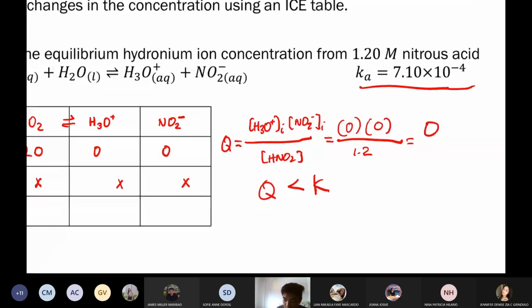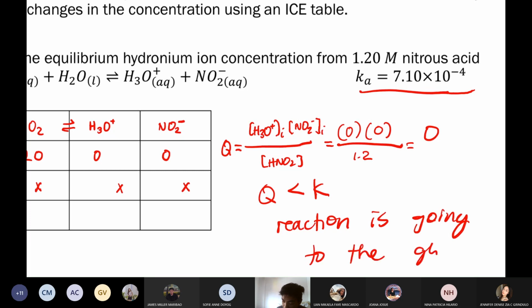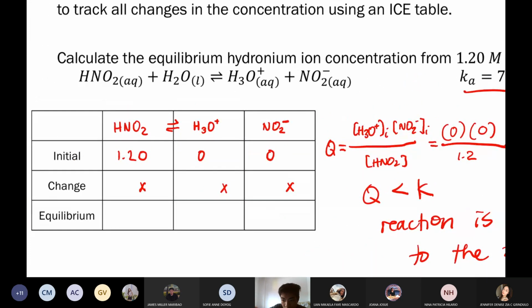Okay? So since Q is less than the K, then the reaction is going to the right. Okay? So the reaction is going to the right or towards the product. So ibig sabihin nun, for the change, yung product madadagdagan, yung reactant mababawasan. Okay? So ganun yun. If the reaction is going to the right, then yung product madadagdagan, yung reactant mababawasan. Okay, so that means the change for nitrous acid is negative X. The change for the products will be positive X.